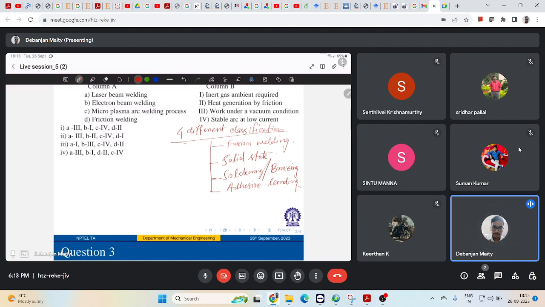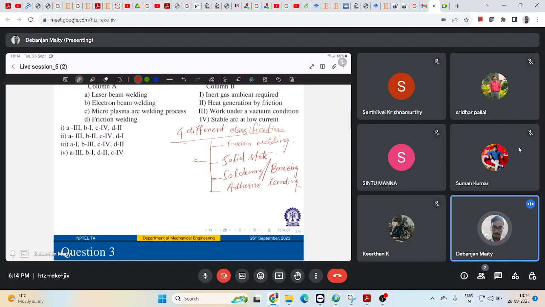Now, can anyone tell me what are different kinds of solid state bonding? Just a few examples. Cold welding, friction welding. Exactly, good. So in terms of solid state bonding, you have cold welding, explosive welding, ultrasonic welding, and friction welding.